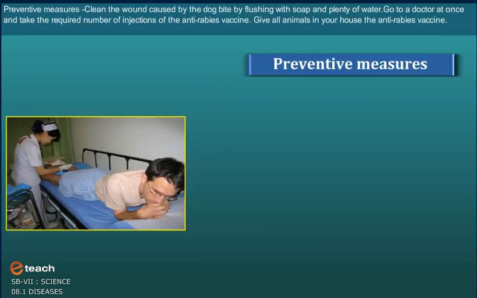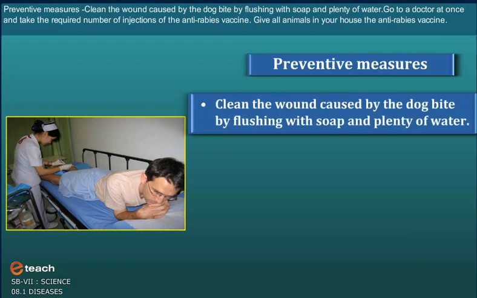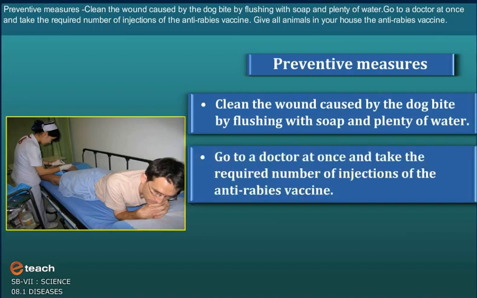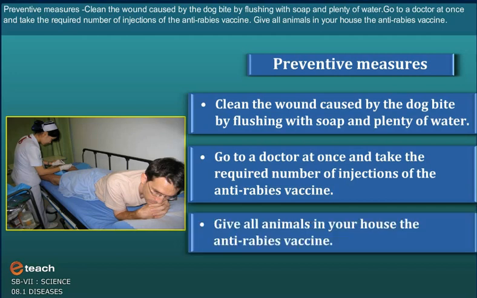Preventive measures. Clean the wound caused by the dog bite by flushing with soap and plenty of water. Go to a doctor at once and take the required number of injections of the anti-rabies vaccine. Give all animals in your house the anti-rabies vaccine.